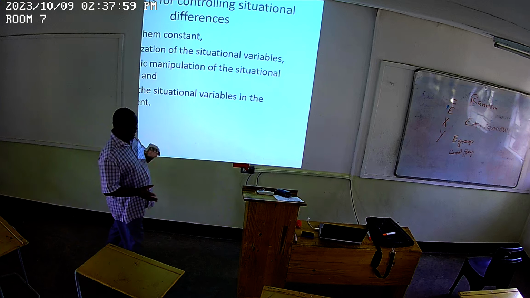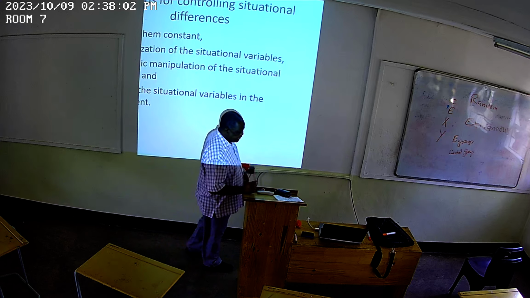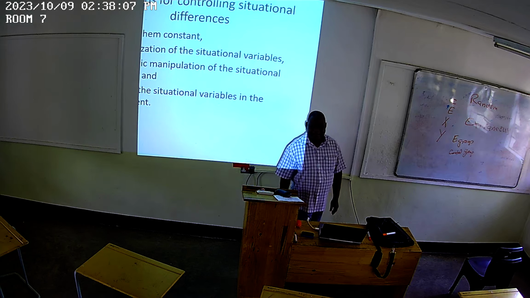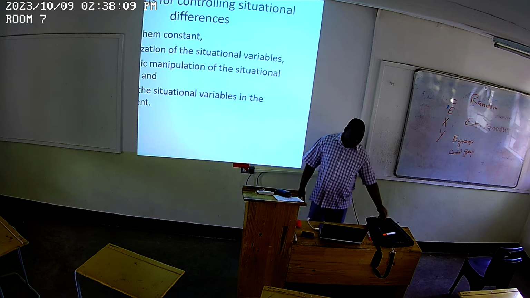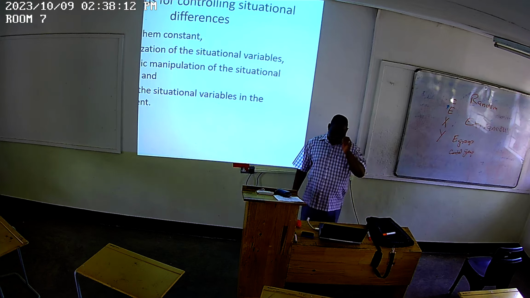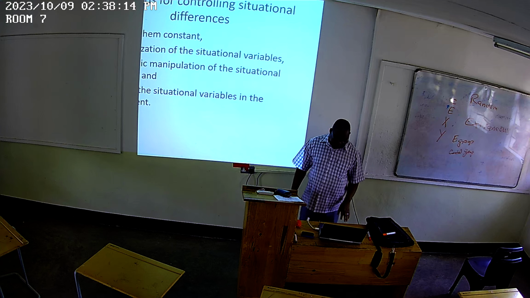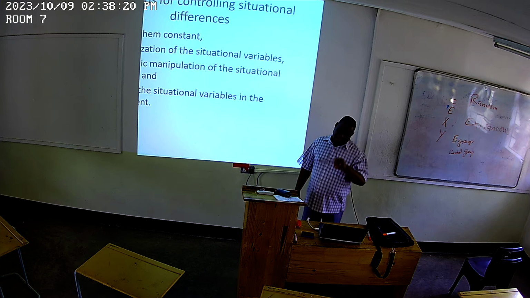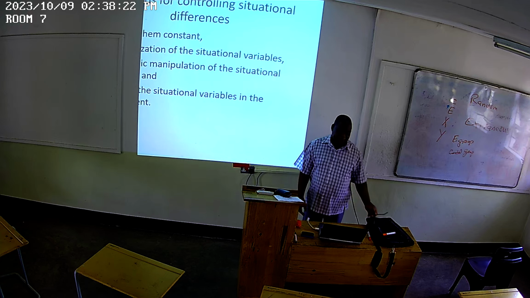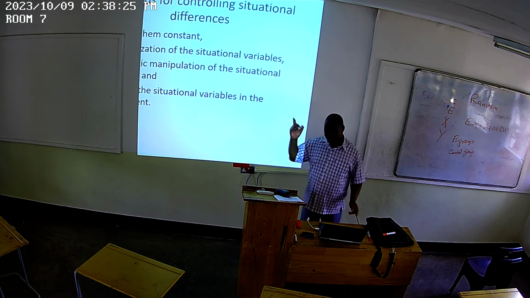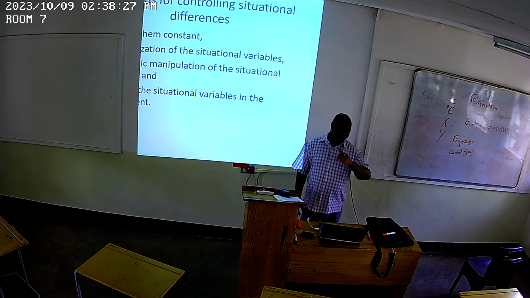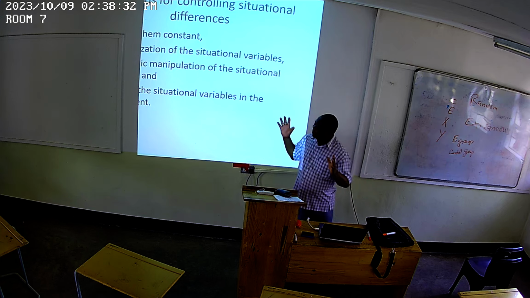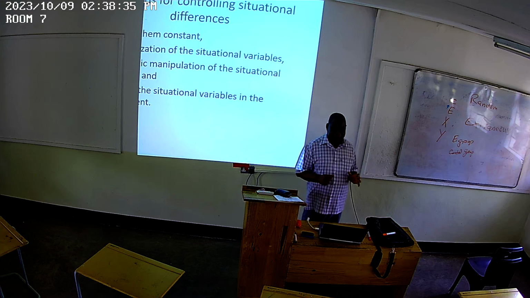So then there are various ways of controlling for the extraneous variables. There are various ways of controlling for existing variables and various ways of controlling for situational variables. Both the situational variables and the existing variables are called confounding variables.